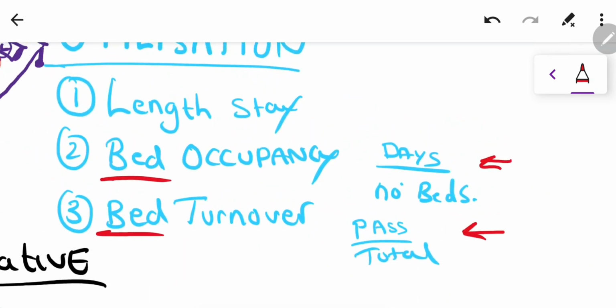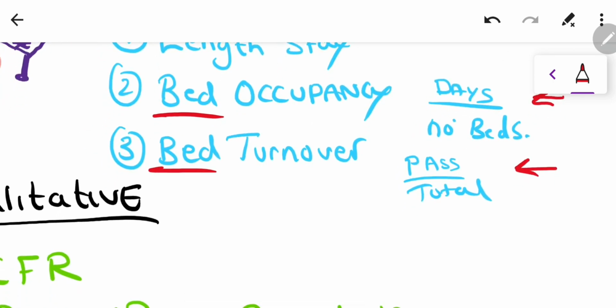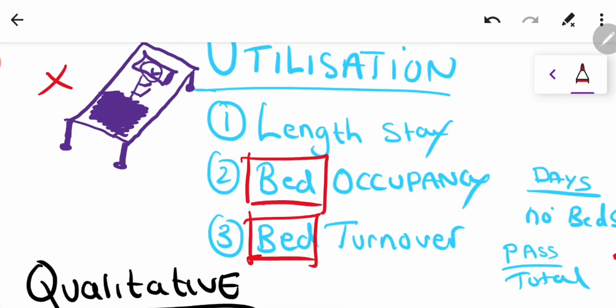Forget length of stay. If you want to know what length of stay is, it's number of days stayed over those who have passed the facility. It's a weird one. That's why I'm not touching that. I'm just going to look at the bed stuff. Two beds, yeah, it's 2 beds.